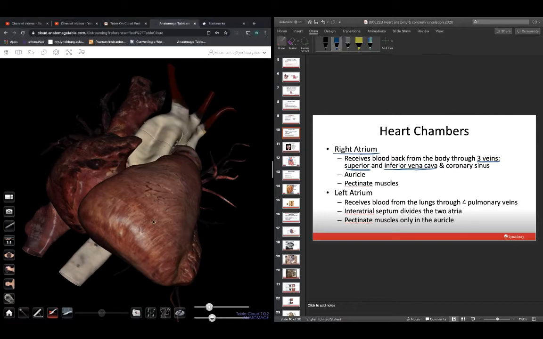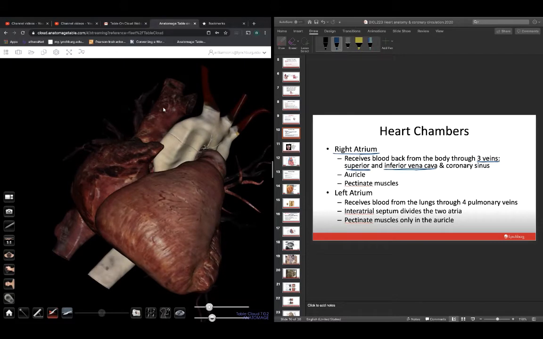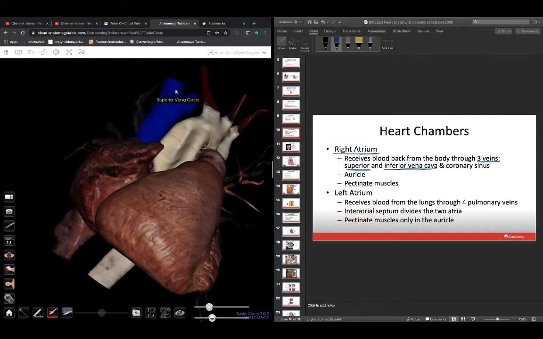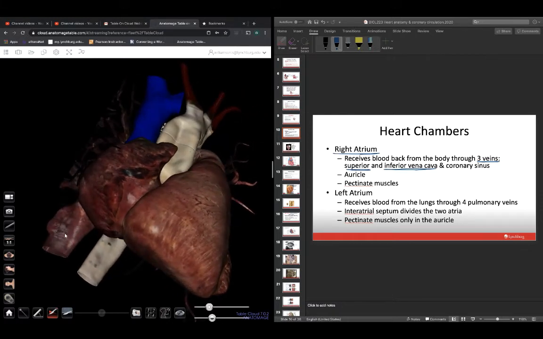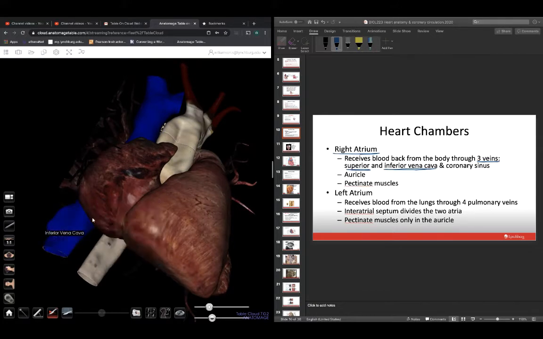And so if we look at the image here, we can see these vessels. So here, coming from the top, this is going to drain venous blood from the head and the upper extremities. This is superior vena cava, and I can come in and I can flat color this a blue color. So superior vena cava. If we come down from the inferior aspect, this is our inferior vena cava, draining venous blood from the torso and the legs, all heading into that right atrium.